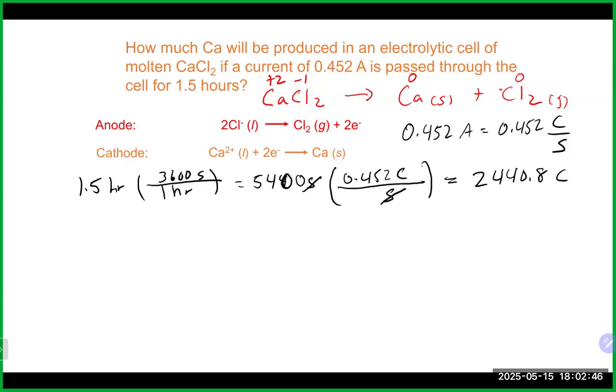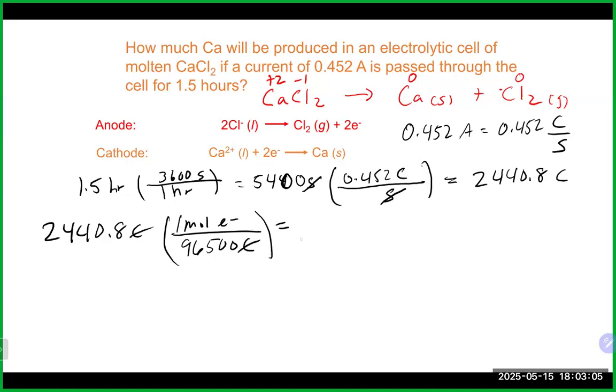This is where we use Faraday's constant, which is 96,500. That's going to help us turn this into moles of electrons. So again, 96,500 coulombs per mole of electrons. Coulombs here will cancel, and that's going to get me, in this case, 0.0253 moles of electrons. Any questions so far in the calculation?